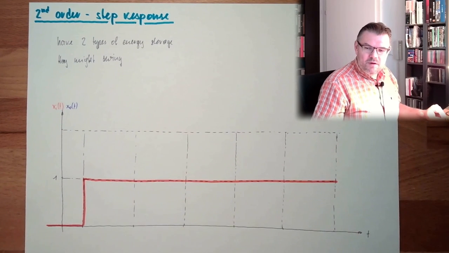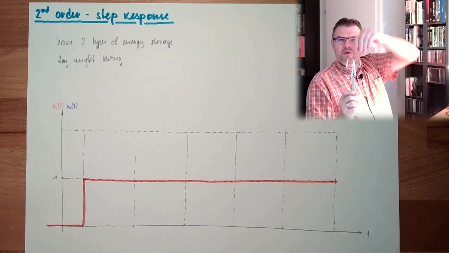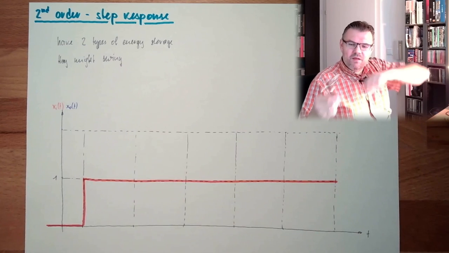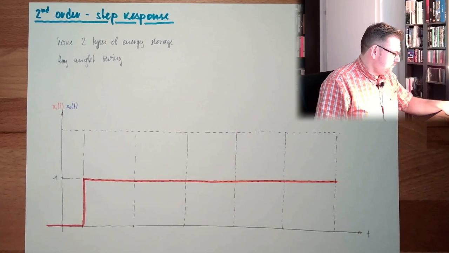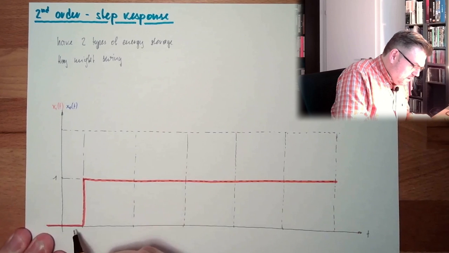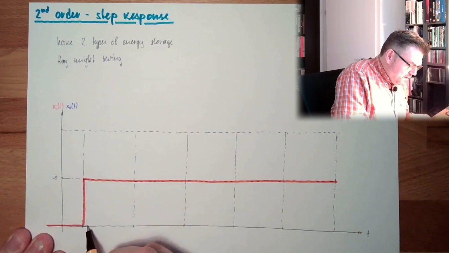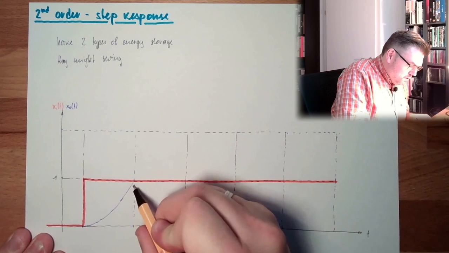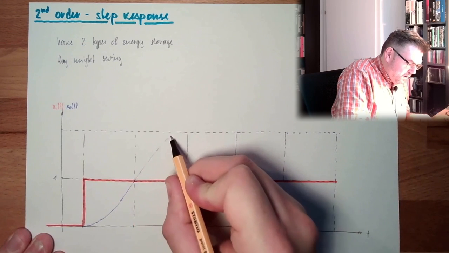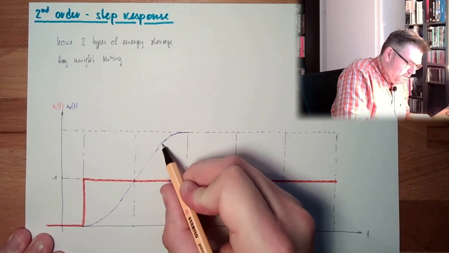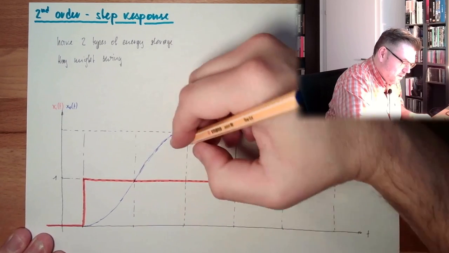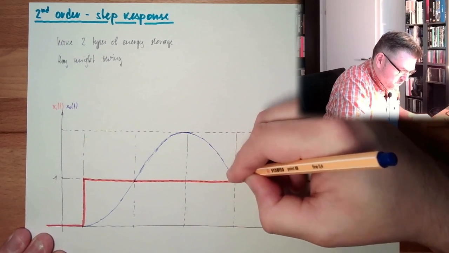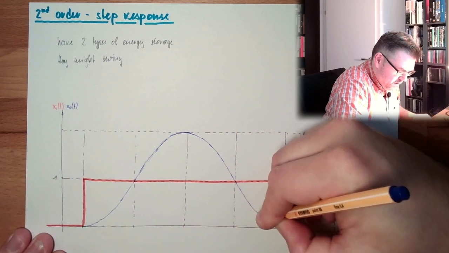Now, what would happen if this damping is zero? So what if this is swinging without friction, without damping at all? How would this look like? Well, it would look like this. We would stay still here. Then we will go up, be here somewhere, then we will swing up to the double extent, okay? Then we'll go down again. Reach zero again.